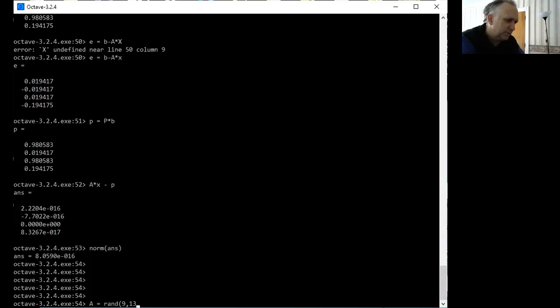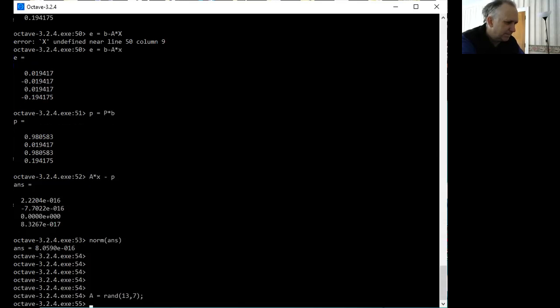Actually, since we're here, we're not entering it in by hand, so we can just tell it what we need. Let's make it 13 by 7. And let's suppress the output. If I didn't suppress, it would dump everything out to the screen.